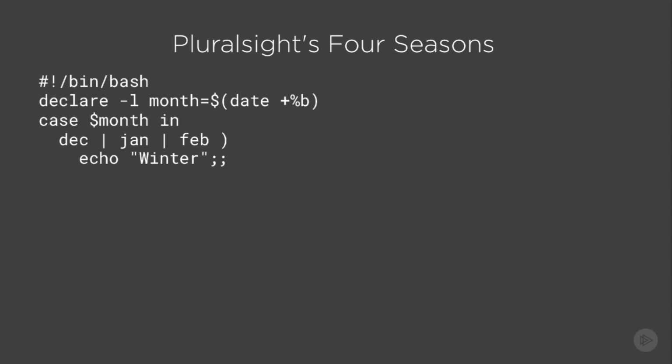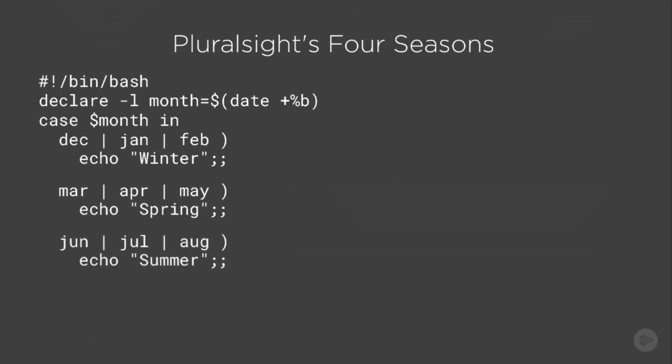For ease, we're putting the 2 semicolons on the same line, and that does work. Of course, if it's March, April or May, we can echo out that it's spring. If it's June, July or August, you've guessed it, it's going to be summer, which only leaves autumn. It's going to be September, October and November. And again, then closing with our esac statement.